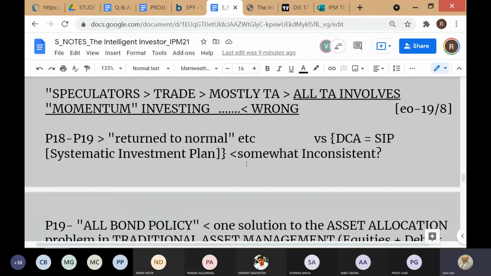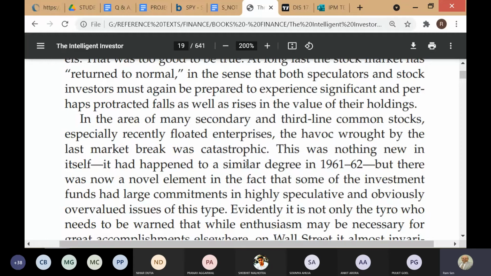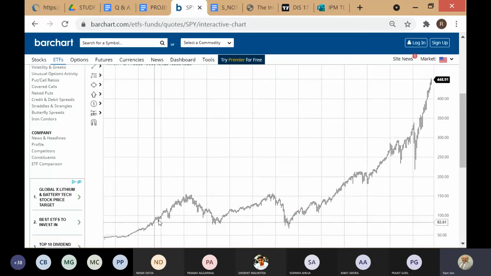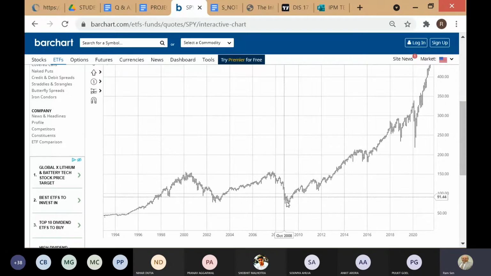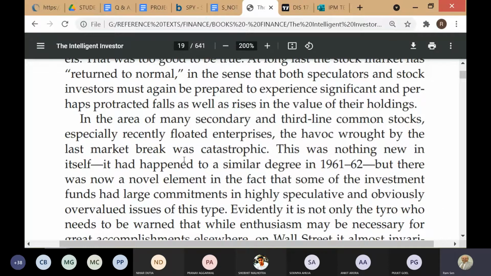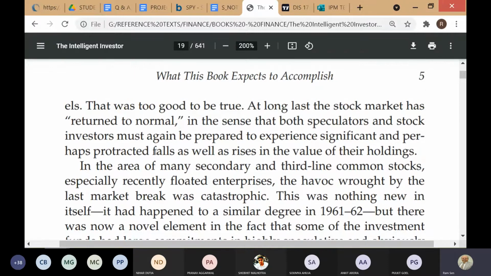On page 16, he has praised dollar cost averaging. And what is dollar cost averaging? It means that you are buying stocks throughout. You're buying when prices are going up, and when they're coming down, you're still buying. You don't try to predict the market or wait for a better time. This is slightly inconsistent with what he's saying here, that you may have protracted falls and significant falls in stock prices. If that is the case, then why should I engage in dollar cost averaging?